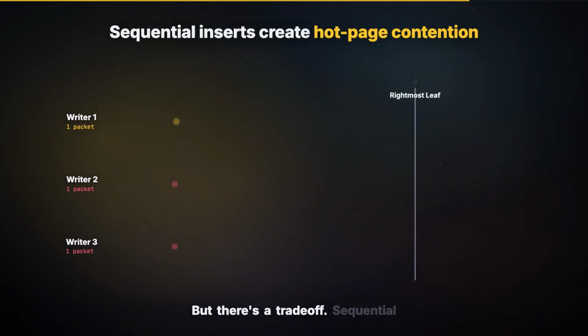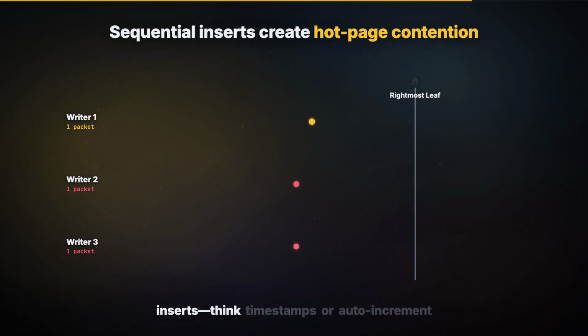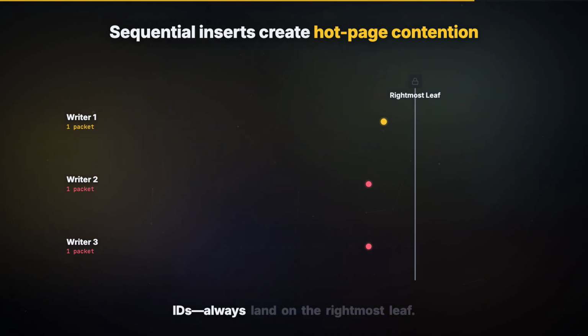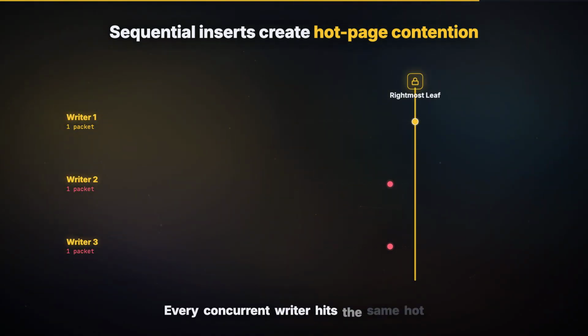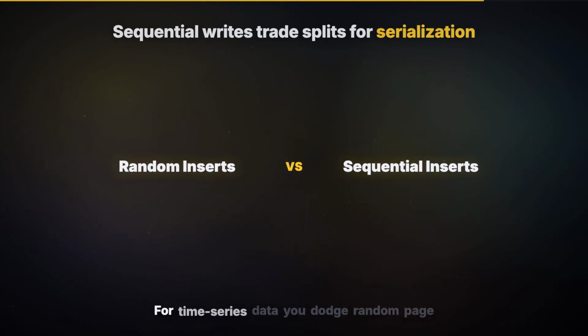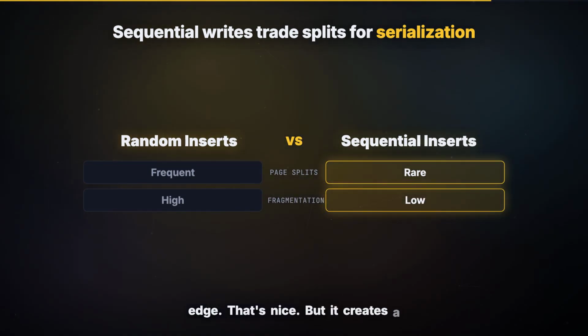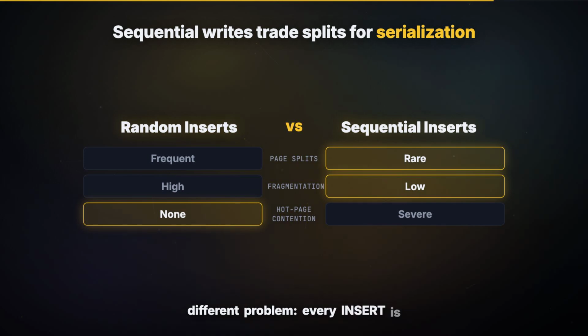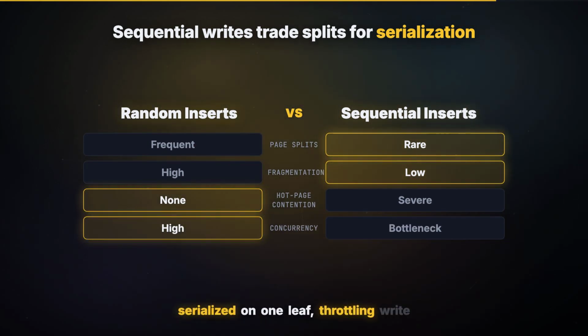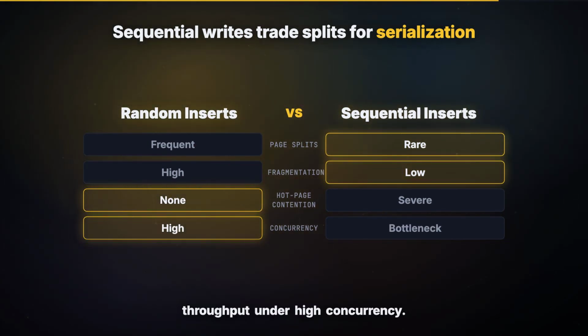But there's a trade-off. Sequential inserts, think timestamps or auto-increment IDs, always land on the rightmost leaf. Every concurrent writer hits the same hot page: low fragmentation, high contention. For time series data, you dodge random page splits because new values go to the right edge. That's nice, but it creates a different problem. Every insert is serialized on one leaf, throttling write throughput under high concurrency.